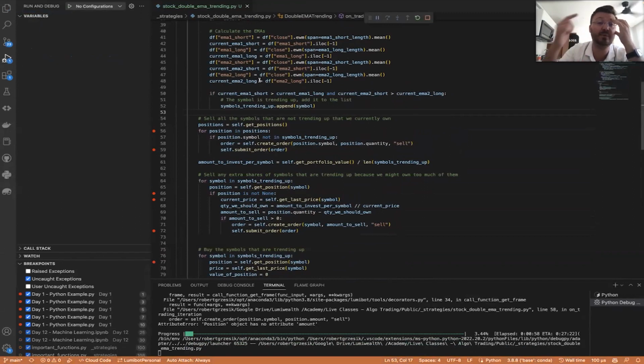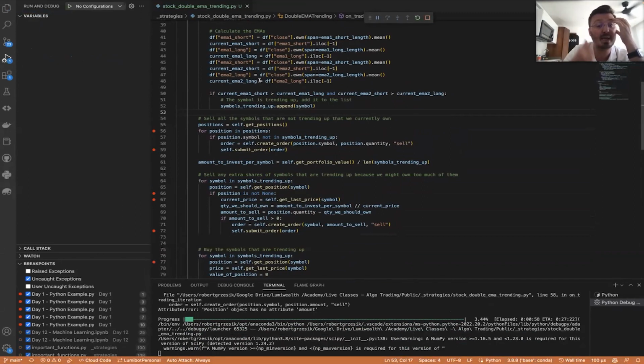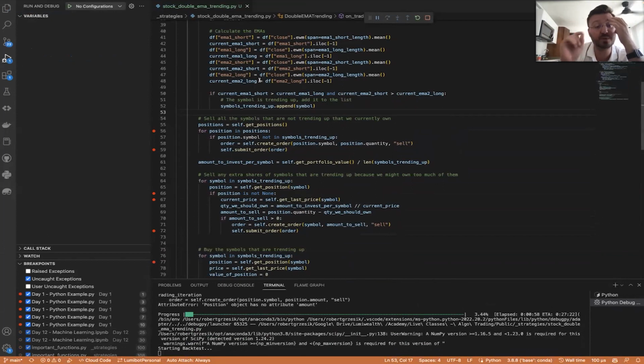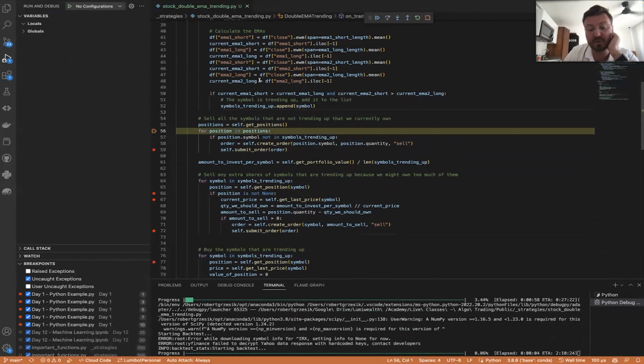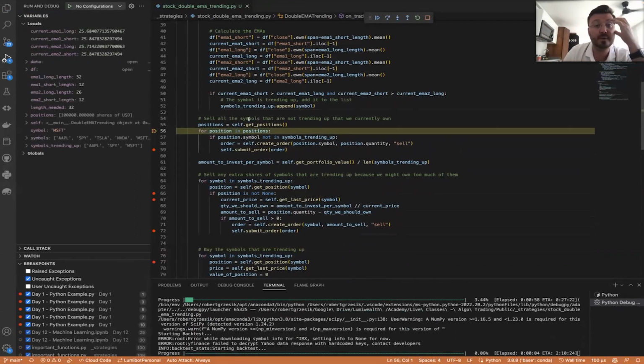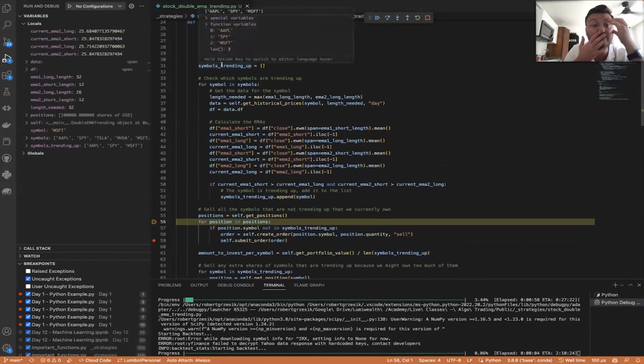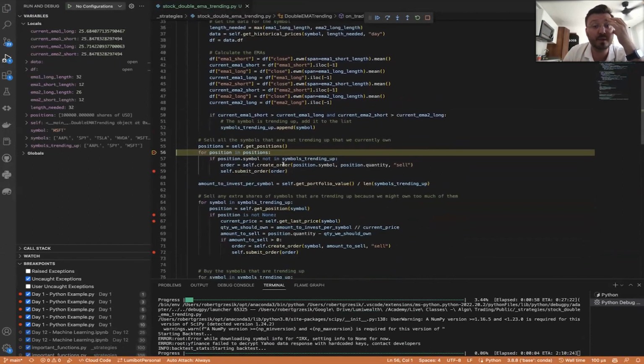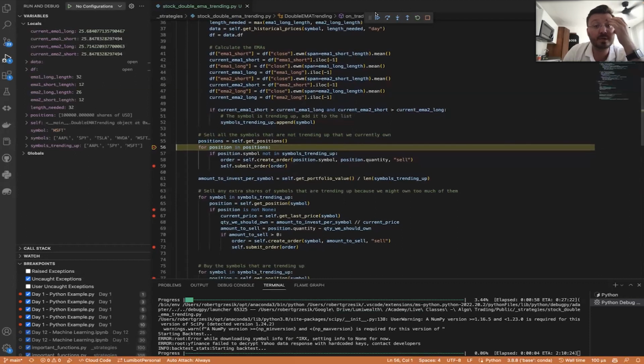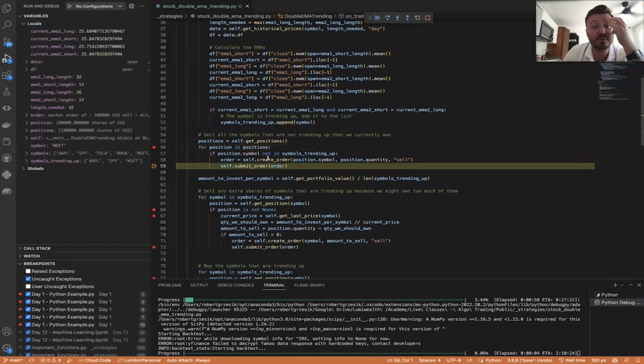Notice that this is an iterative process. I keep running it, see if I'm hitting my breakpoints, see if it's doing what it's supposed to, make corrections, and keep going back and forth until I get it to work. So now we have symbols trending up. There's only 3 of them: Apple, SPY, and Microsoft. Okay, good. That looks like it's doing its job. Then positions here, we have only US dollars. Okay, that's good.